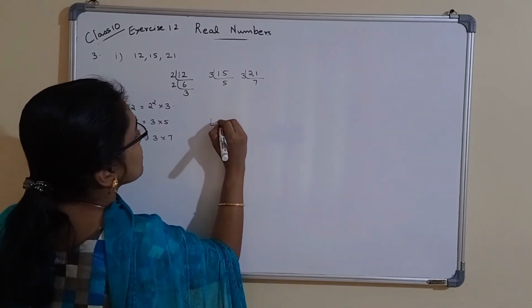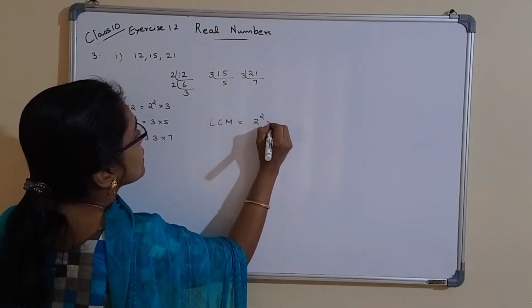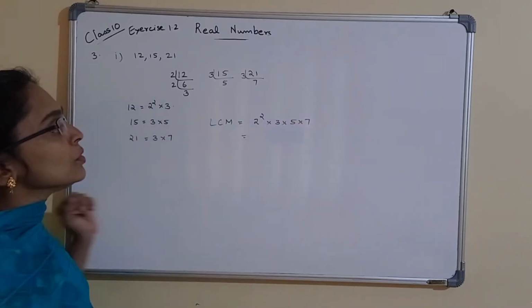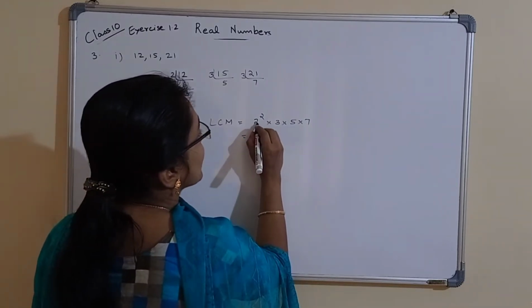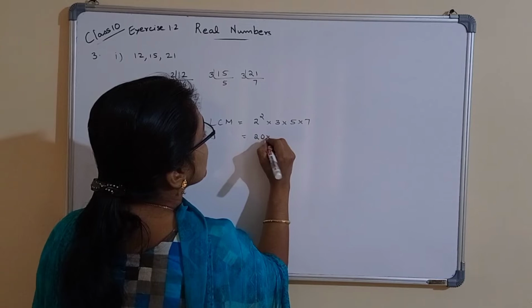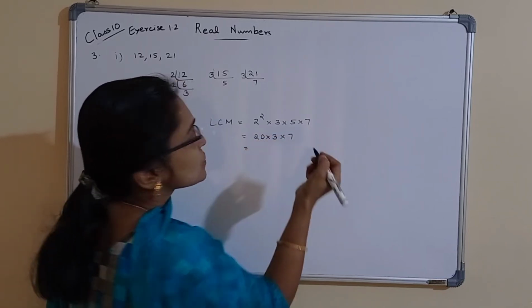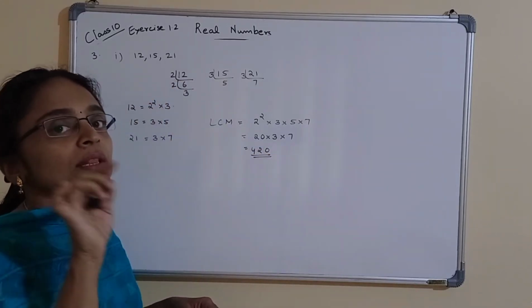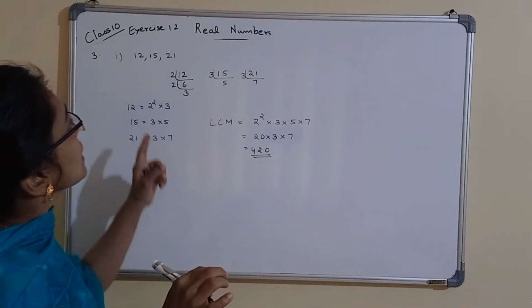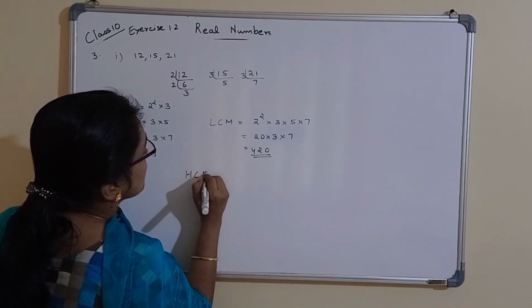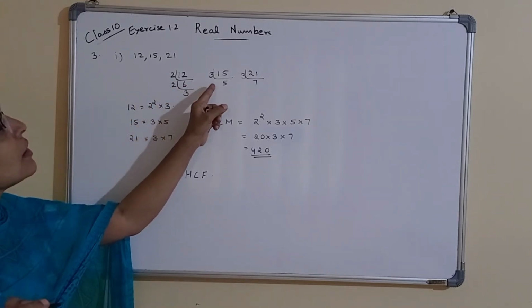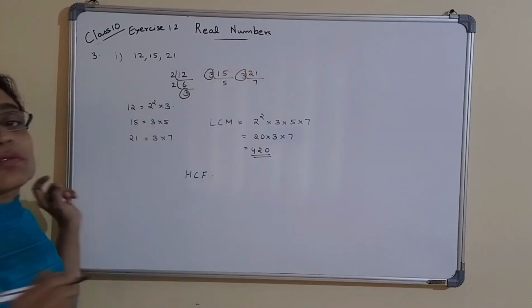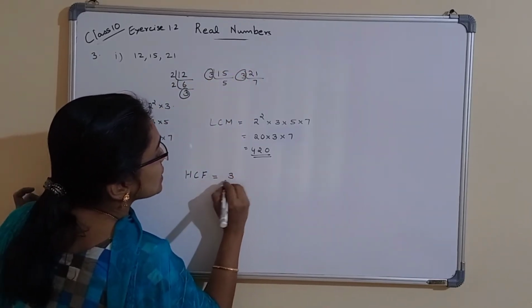So what is the LCM? LCM is equal to 2 square into 3 into 5 into 7, which is equal to 4 into 5 is 20. 20 into 3 into 7, that is 60 into 7. What is 60 into 7? It is 420. 6 into 7 is 42. Then add a 0. So we will get it as 420. And what is the HCF? What is the common factor here? 3 is a factor of this, 3 is a factor of this, and 3 is a factor of this, which means HCF is equal to 3.